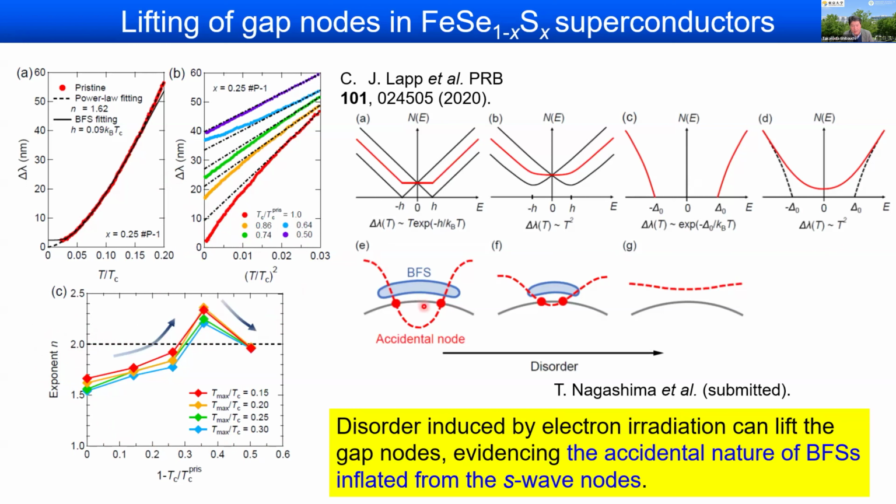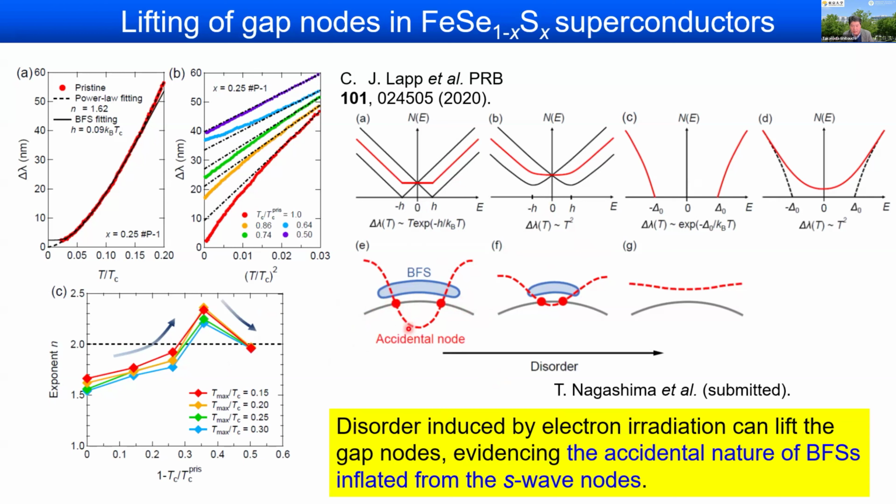So to explain this result, we have an idea that the original Bogoliubov Fermi surface is coming from the time reversal symmetry breaking effect, which is induced from the original accidental nodes, which are present on the original Fermi surface, right?